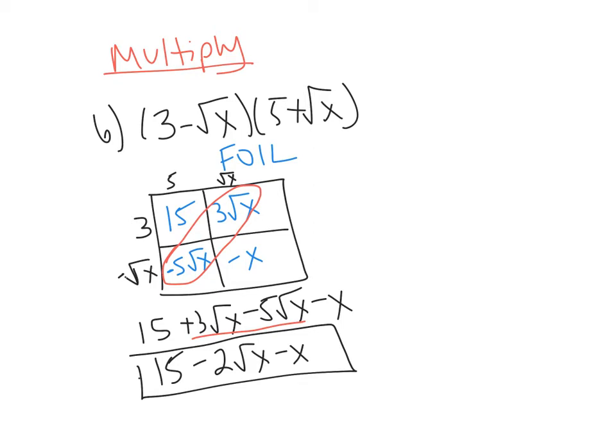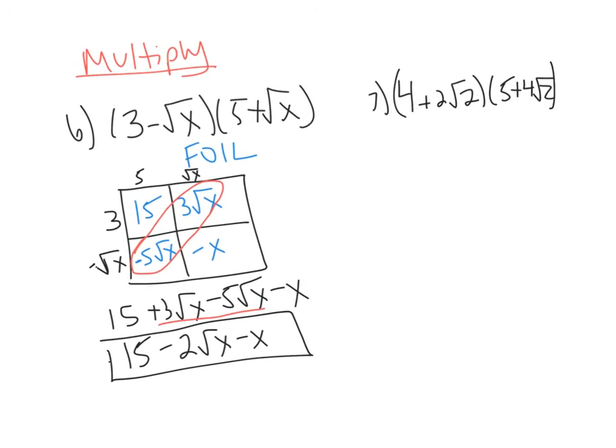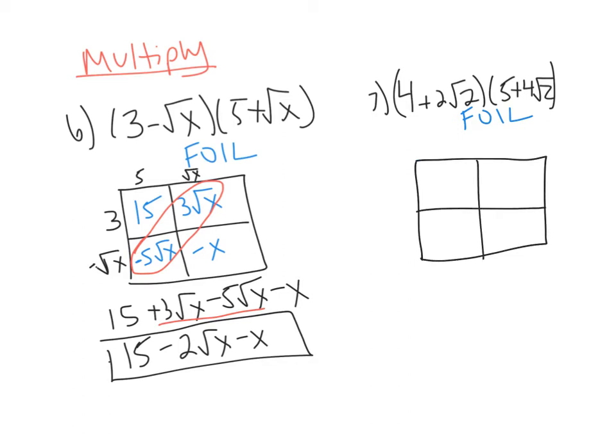Let's try one more of this nature. What if we have, let's say, 4 plus 2 square root 2 and then 5 plus 4 square root 2. So again, I have a binomial times a binomial. That means I'm going to need to FOIL. If you like to FOIL without the box, that's fine. I like to draw the box. So since I have a 2 by 2, I'm going to draw a 2 by 2 box. I have a 4 here, I have a 2 root 2, I have a 5 and I have a 4 root 2.